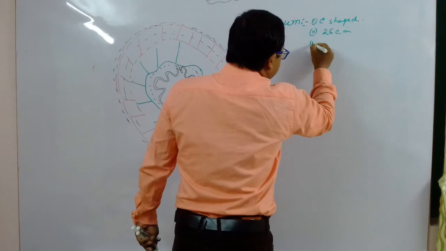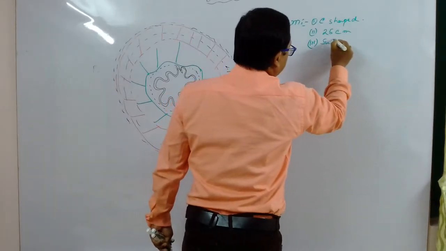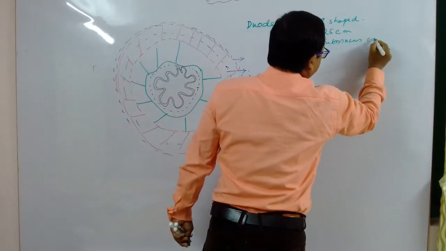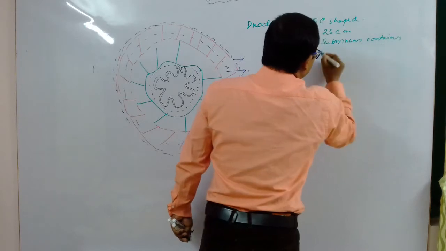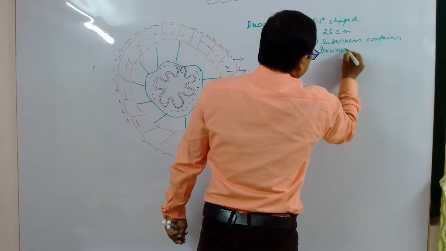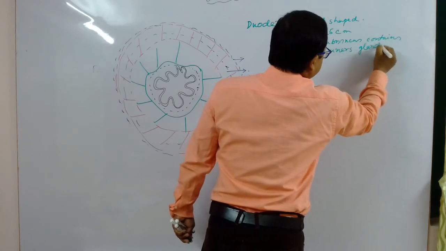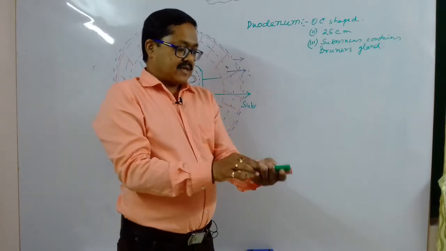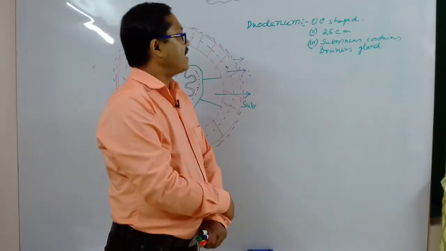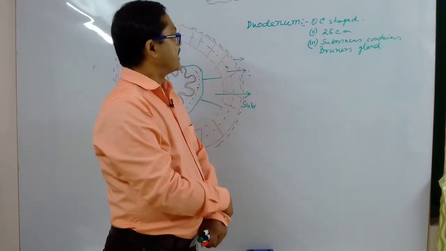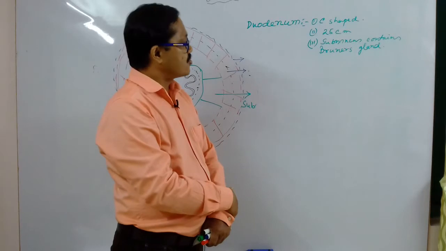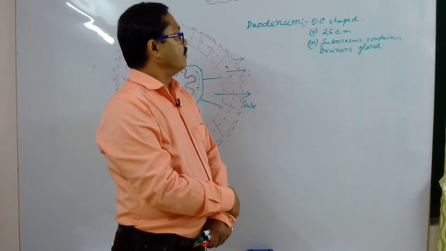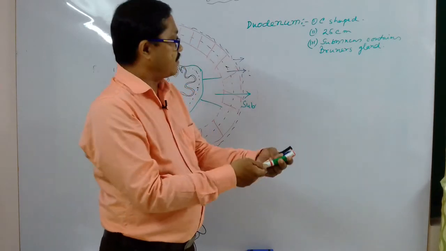Its submucosa contains Brunner's glands. This is the identifying feature of the duodenum. Sometimes a question is asked where the Brunner's glands are present. Brunner's glands are present in the duodenum, and they are situated in the submucosal region. This is a very important question. What is the function of the Brunner's gland?